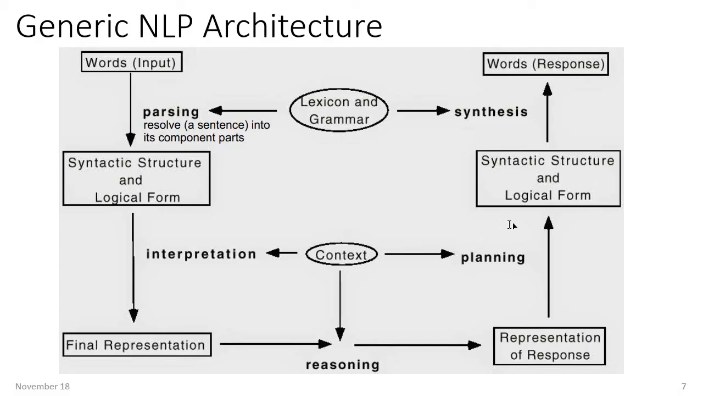So this is the generic NLP architecture. This is a generic one, which we usually have. Usually it has several components. The middle part is the main part. Here there is words input, which is the sentences. And then the first step is parsing. How do we do parsing? Parsing is resolving the sentence into its parts.